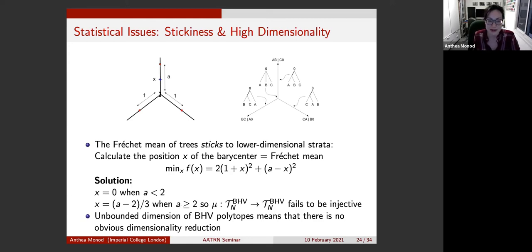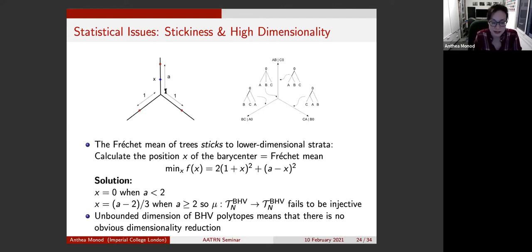So what this means is that you can perturb your data points and your mean won't change. This basically means that your mean is sticky. And this is a serious problem if you want to do statistics, because in some cases you can get new samples and try to compute the mean, and it's not going to change. So you can't do things like hypothesis testing, you can't get large sample approximations, and you have a mean that fails to be injective. So this is one problem.